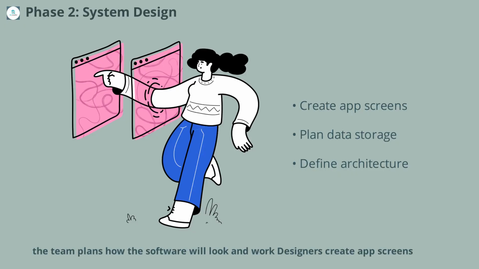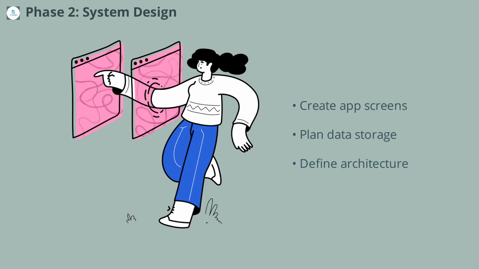Next comes system design. Here, the team plans how the software will look and work. Designers create app screens while developers decide how to store data for users, orders, and restaurants. This phase is like creating blueprints for a building. Every detail is mapped out before any code is written, ensuring everyone knows what to build.